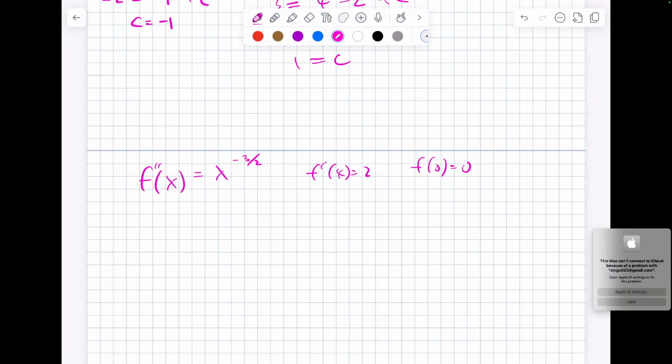On the right, what is that number? f double prime of x is equal to x to the negative 3 over 2. f prime of 4 is equal to 2. That looked like an x. What is that, 0 is equal to 0? Yeah. Okay. Maybe it's still recording or no? Yeah.